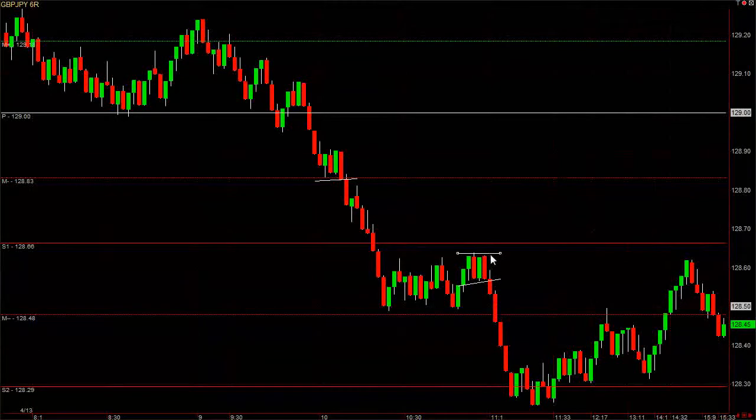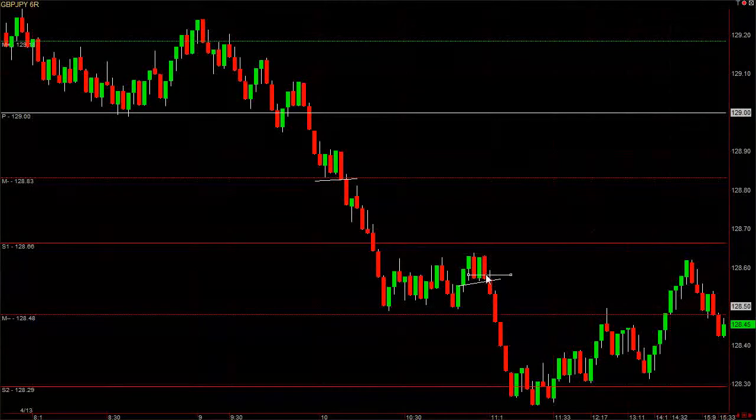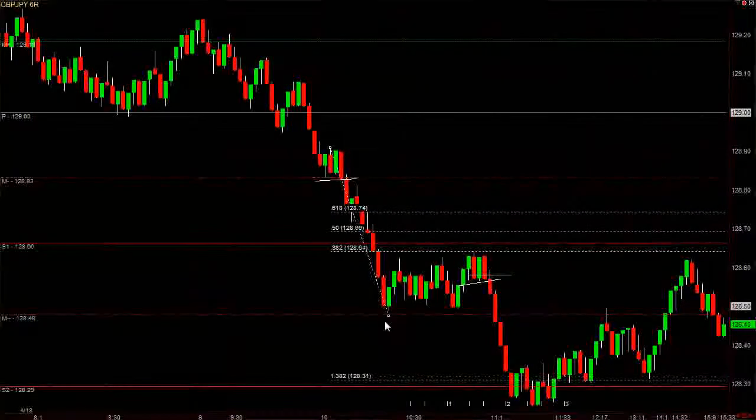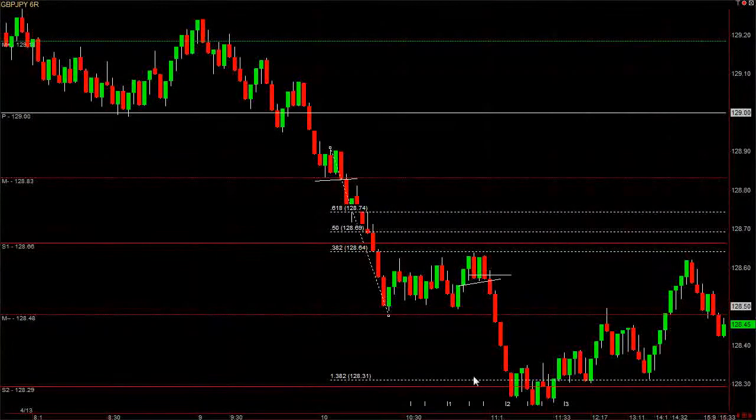As soon as it goes down, I'm expecting this possibly being support like it was. So I'm moving my stop down. I don't want to get whacked with a 10 or 12 pip loss when my first profit target is only 7 or 8 pips. That doesn't make any sense. If it breaks down from there, I have my fib target from here. This is also the S2. Most of the time S2 level is where the end of the move is.